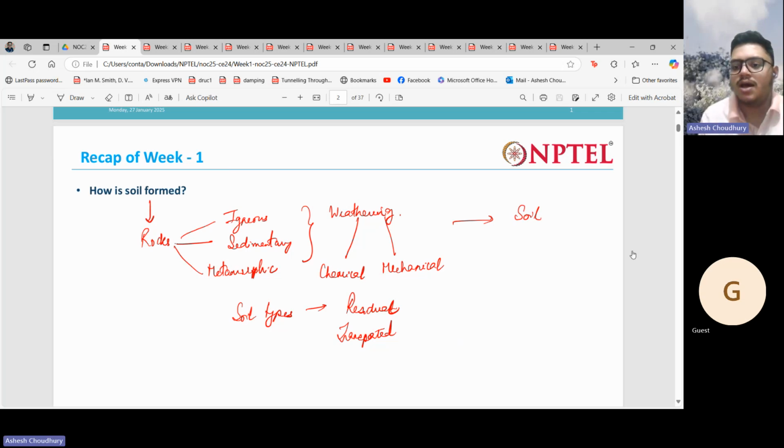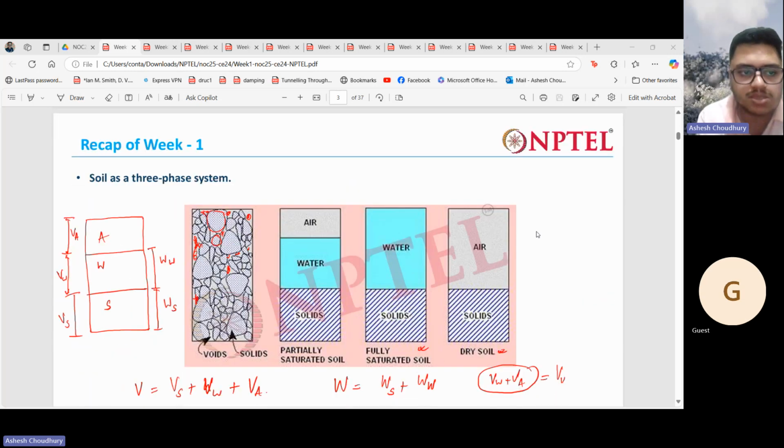Also, one more thing that we have to notice here is that if the soil is present at the location where the rock disintegrated, that is the residual soil. Or the soil can be transported from one place on the earth surface to another place through a river, through water bodies, through air, wind. That will be called transported soil, right? So this was the basic thing that we discussed.